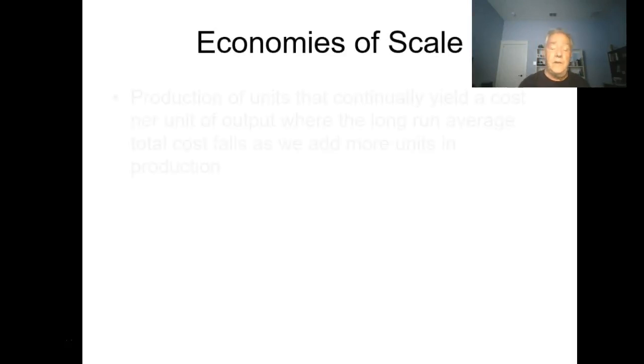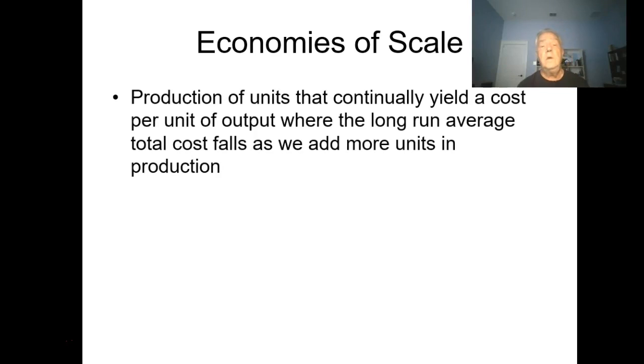Economies of scale. Okay. Production units that continue to yield a lower cost per unit of output, where the long-run average cost curve falls as we do more units of production. So the average cost is declining as we move up that curve. Sooner or later, we reach a point where that cost starts to increase. And that whole concept is called economies of scale.